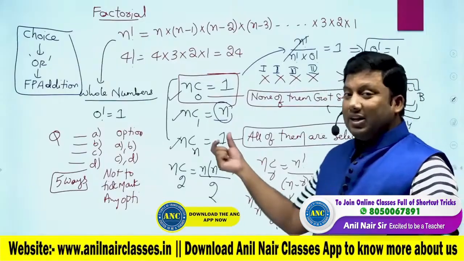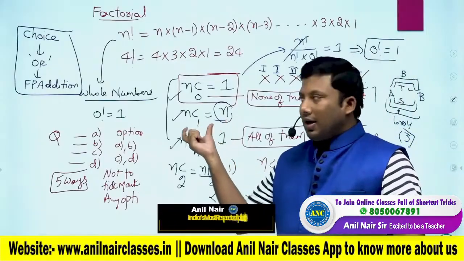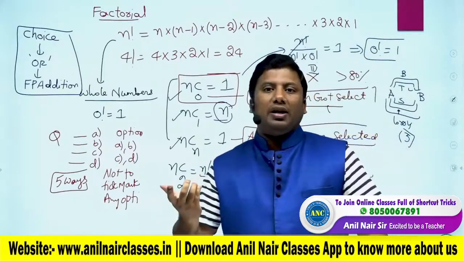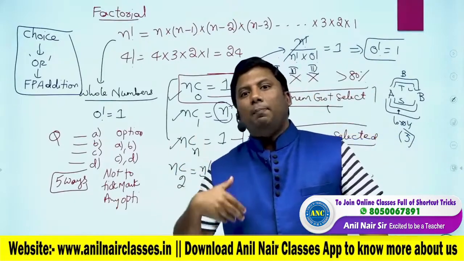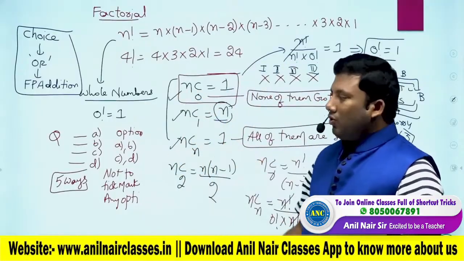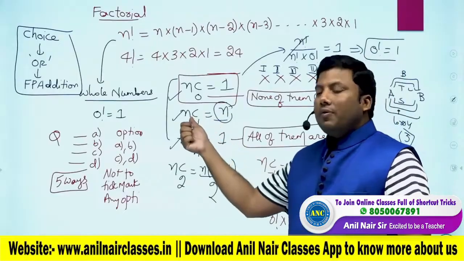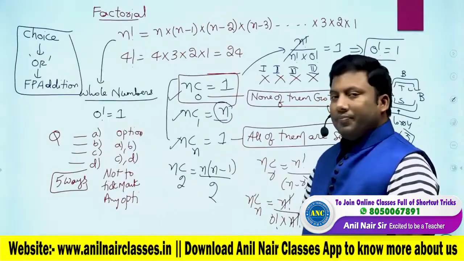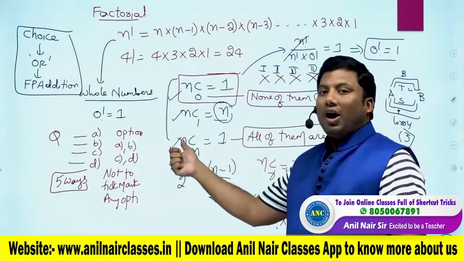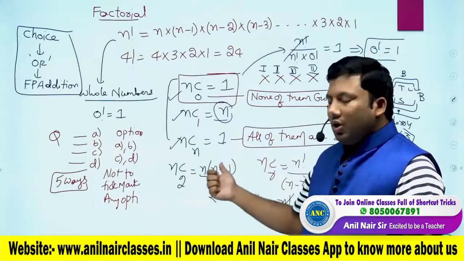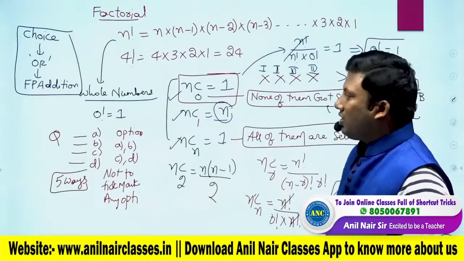Again, I am repeating these fundamental key points, sir, because factorial related problems are extremely important and they are derived from nPr and nCr. Not selecting any, there is only one way. Selecting 1 out of n, first or second or third, it is n. Selecting all out of all, it is 1. nC2 is n into n minus 1 by 2.